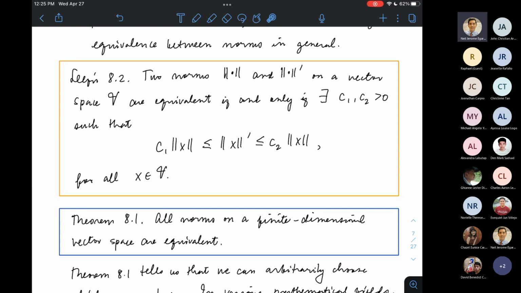So parang kaya mong i-sandwich yung isang norm between two scalar multiples of the other norm. So meron silang parang squeezing property. Kaya yun yung tinatawag natin na equivalent norms. And Theorem 8.1 is a classic result from linear algebra that tells us that all norms on a finite dimensional space are equivalent. So kaya free tayo to choose any of the norms that we have for vectors pag me-measure ng mga error. Kasi at the end of the day, lagi silang nagiging equivalent naman silang lahat.